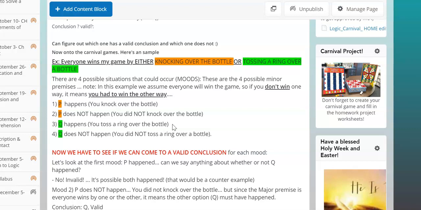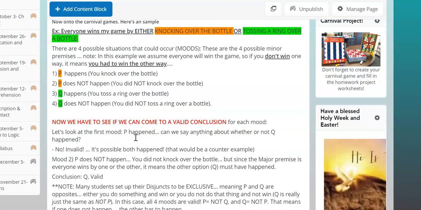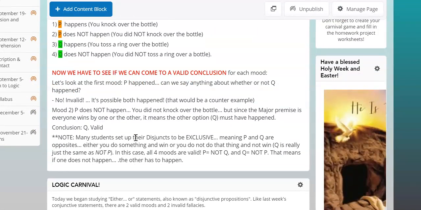So if it happens that you toss the ring over the bottle, can we tell whether you knocked it over or not? No, so that one would be invalid. And number 4, Q did not happen. You did not toss the ring over the bottle. But because we said everybody won, it means that P happened, that you did knock over the bottle. So that's how we do this game.